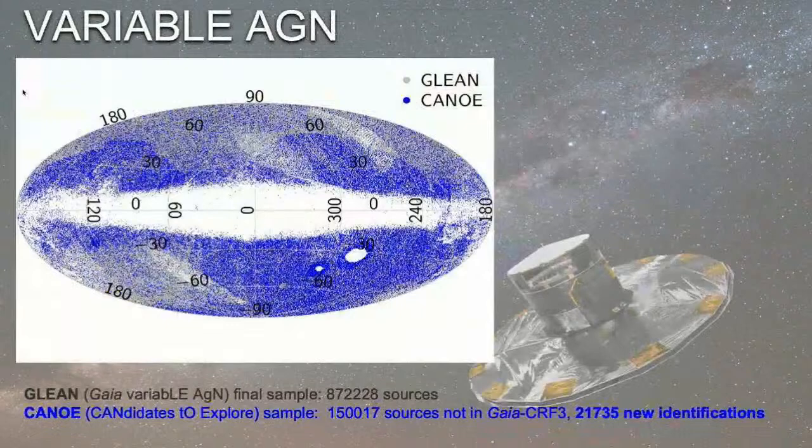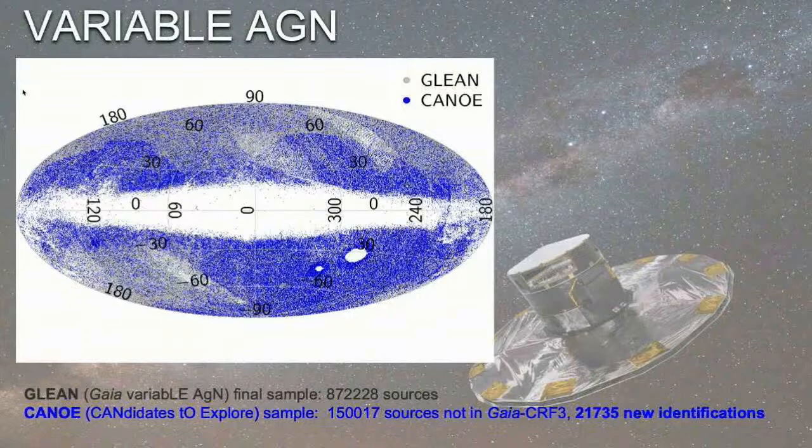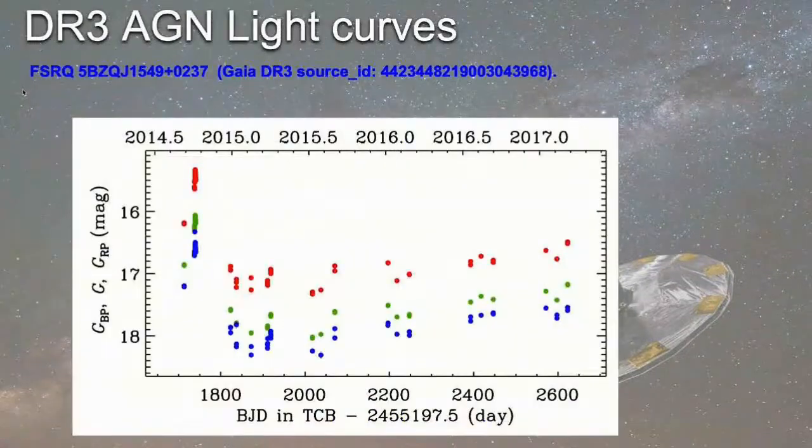Finally, we publish the first clean catalog. This is the Gaia variable AGN catalog with 872,000 sources. In this catalog, we have 21,000 that are new identifications. This is an example of a Gaia light curve. In green, we have the G-band, in blue, the BP band. This is a flat spectrum radio quasar.